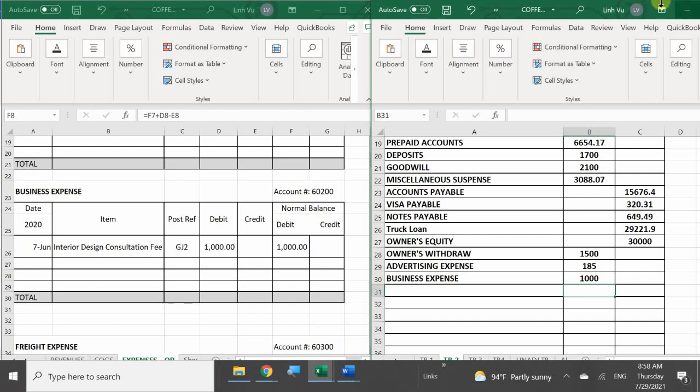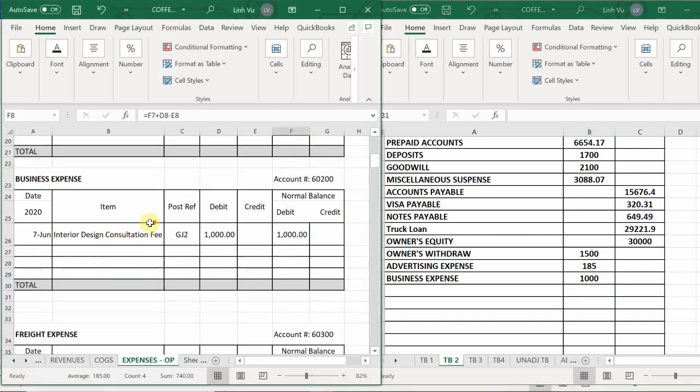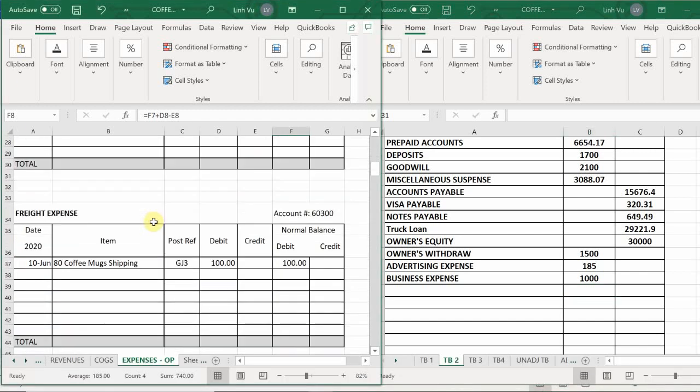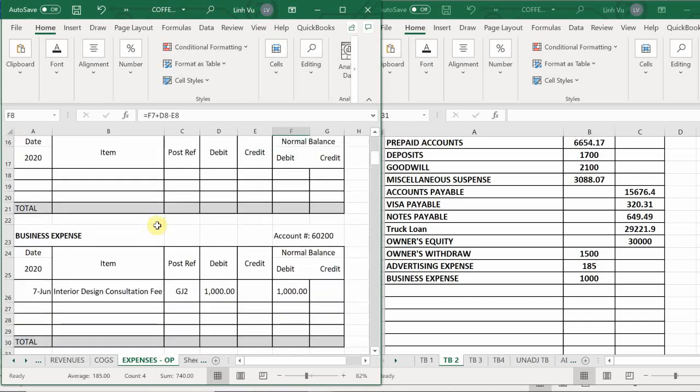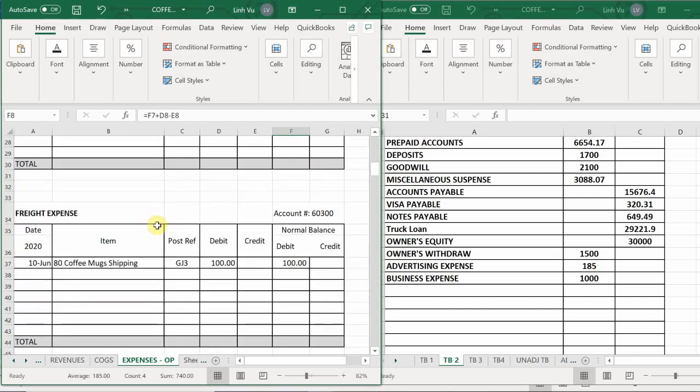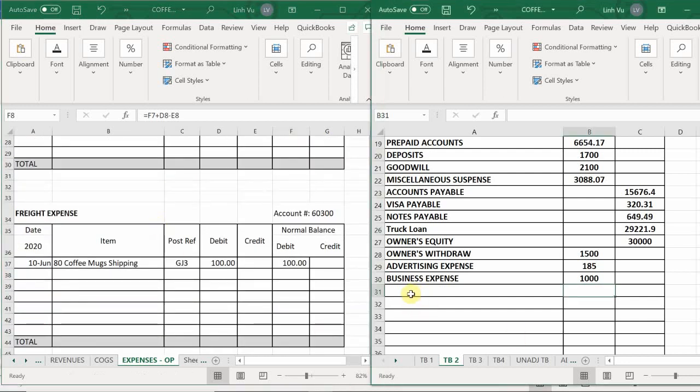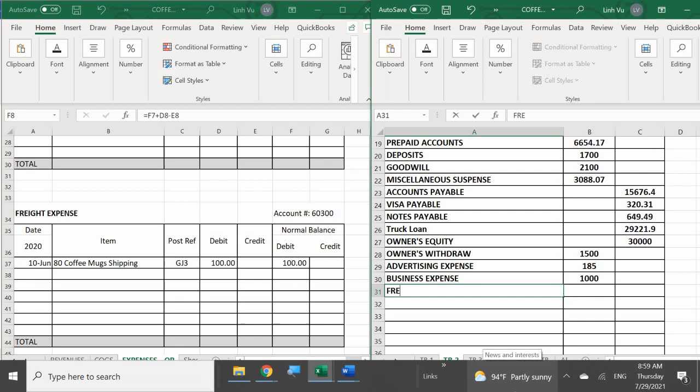Okay. Let's see what else is there. Insurance expense. I'm sorry, freight expense. Yes, we encountered our first freight expense. It was for $100.